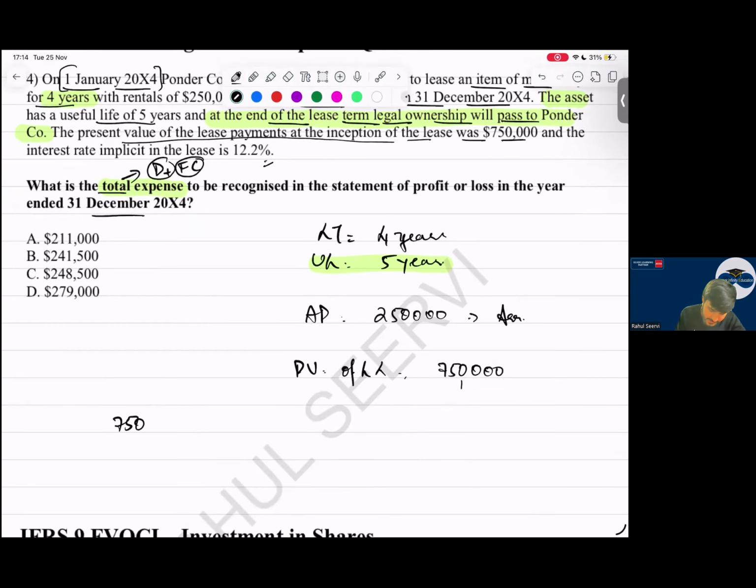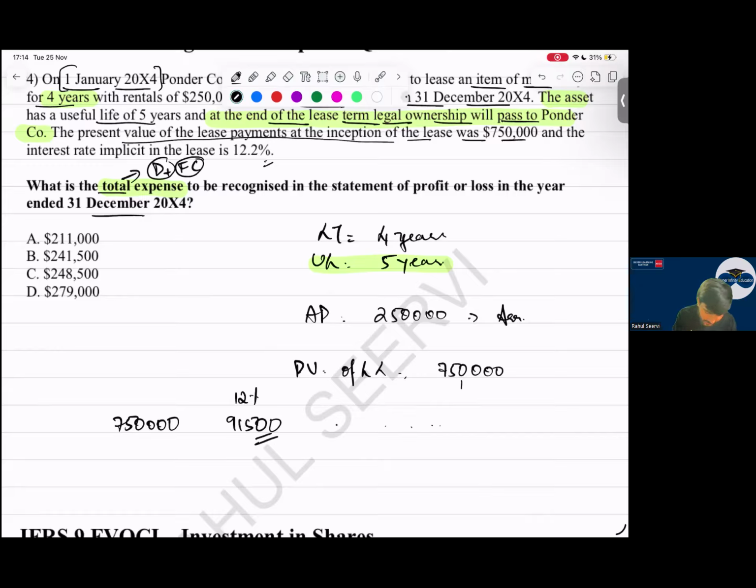So the present value is 7,50,000 into the implicit interest rate of 12 percent, that is 91,500. Will I prepare the amortization table? I will not do it. I'll not waste my time reducing and calculating the closing balance. The question is not asking you to calculate the current and non-current. It's simple interest.